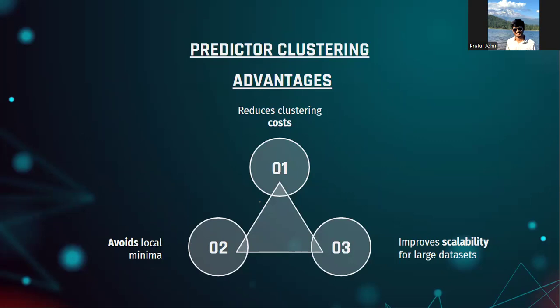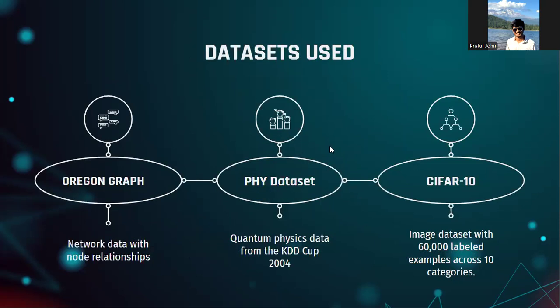So, what are the advantages? It reduces the clustering cost. It avoids local minima, so we can reach the optimal values, and it also improves scalability for larger data sets. The data sets that the author used were Oregon graph, which is network data with node relationships, the Phi dataset, which is quantum physics data from the KDD Cup 2004, and CIFAR 10, which is the image dataset with 60,000 labeled examples across 10 categories.